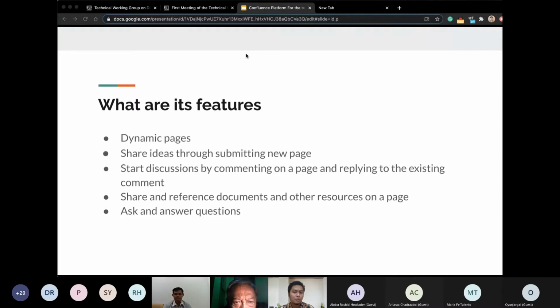So moving on to the features, at the moment there are several features available to the users. The first one is the dynamic pages feature. This means that everyone can easily update a page they have submitted before at any time, with a very intuitive user interface for editing. And it is very easy to learn as well. So I believe everyone can contribute without much difficulty.